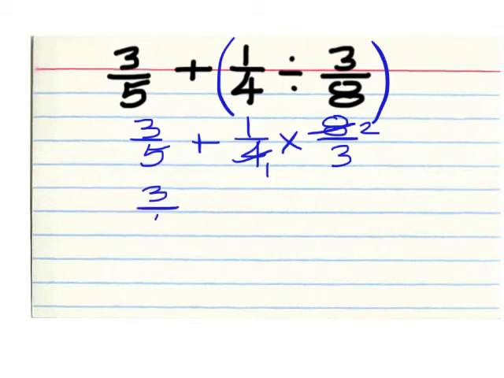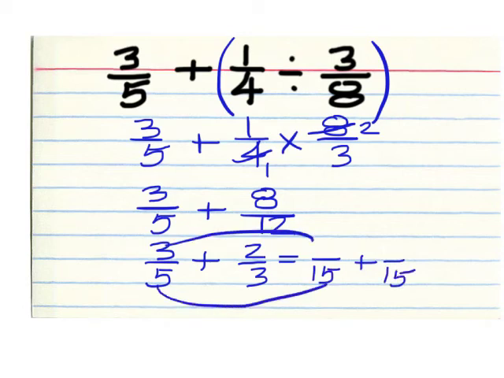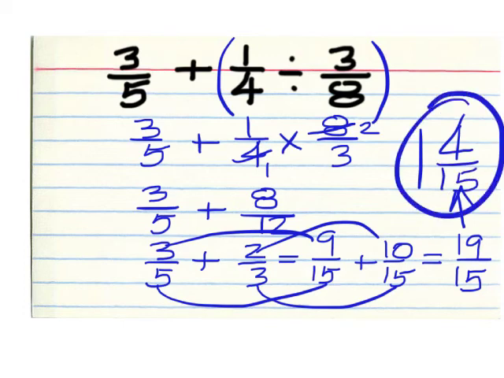Or if you want to, we can just go ahead and multiply it. 1 times 8 is 8, and 4 times 3 is 12. Now you can reduce that if you want to. That would be 2 over 3 plus 2 over 3, because 4 goes into both of them. And then you would need a common denominator of 15. You're multiplying by 3 here, so that would give us a 9, and by 5 there, so that gives us a 10. 19 over 15, but we must change that to 1 and 4/15.